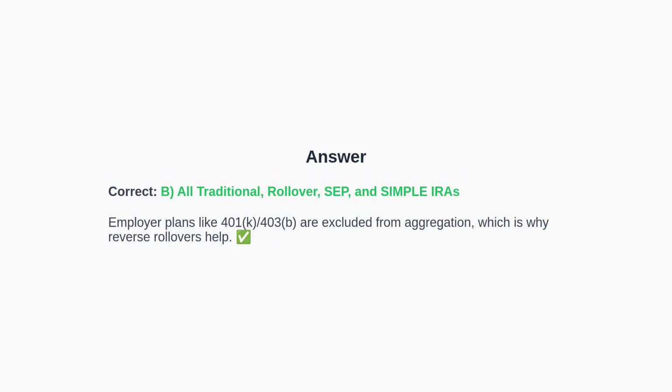The correct answer is B. The IRS aggregates all traditional, rollover, SEP, and SIMPLE IRAs. Employer plans such as 401k and 403b are not part of the aggregation, which is why moving pre-tax IRA dollars into a 401k can help clean the IRA before the December 31st snapshot.